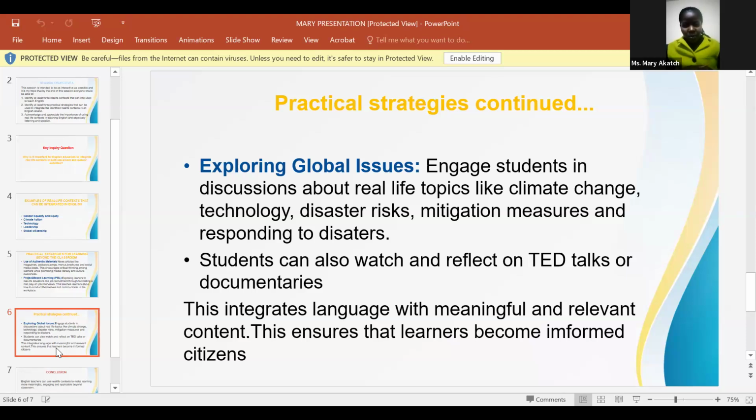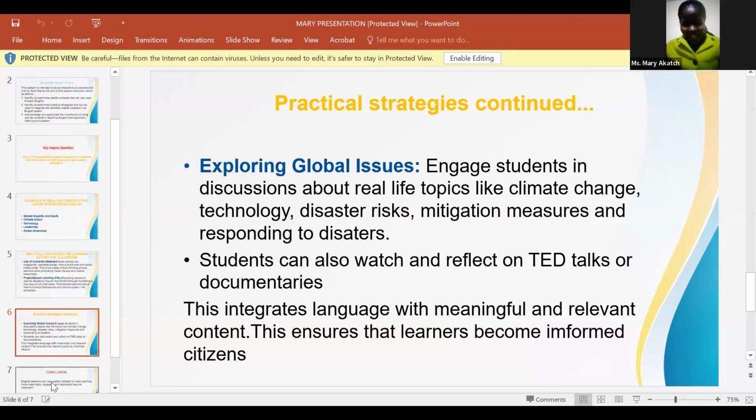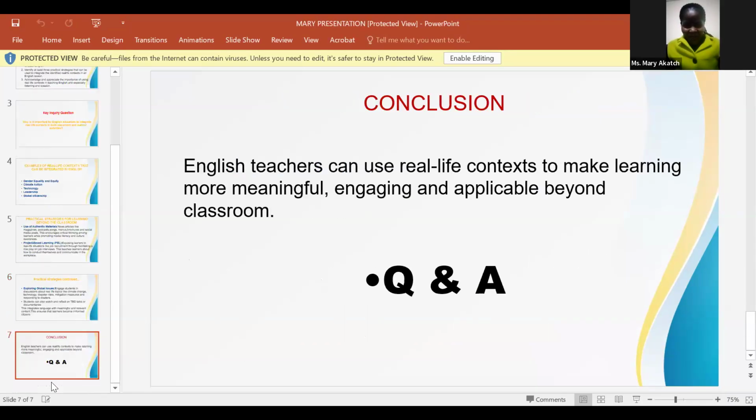Yeah, so when we integrate these issues, students come to appreciate the use of language in meaningful and relevant content. It ensures that learners become informed citizens, and they can directly contribute to problem solving, not just be part of the problem creators, as I say. The next one, please.